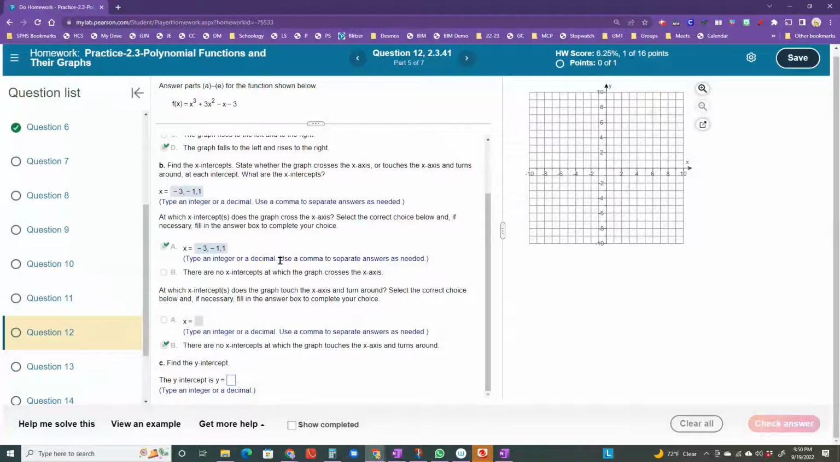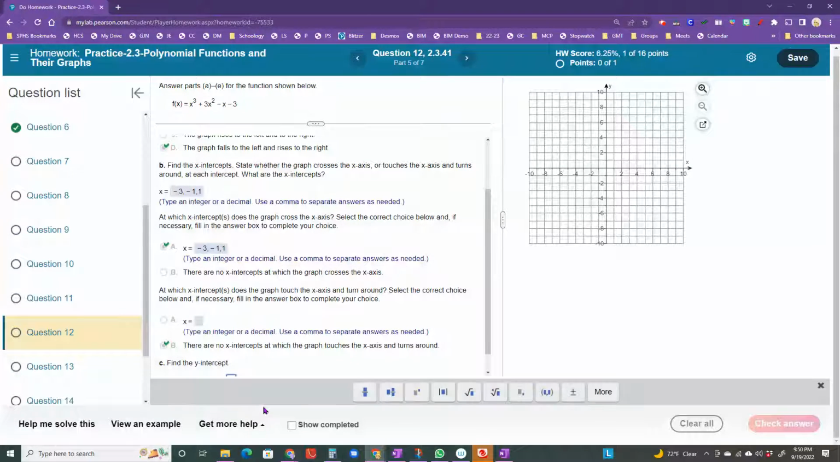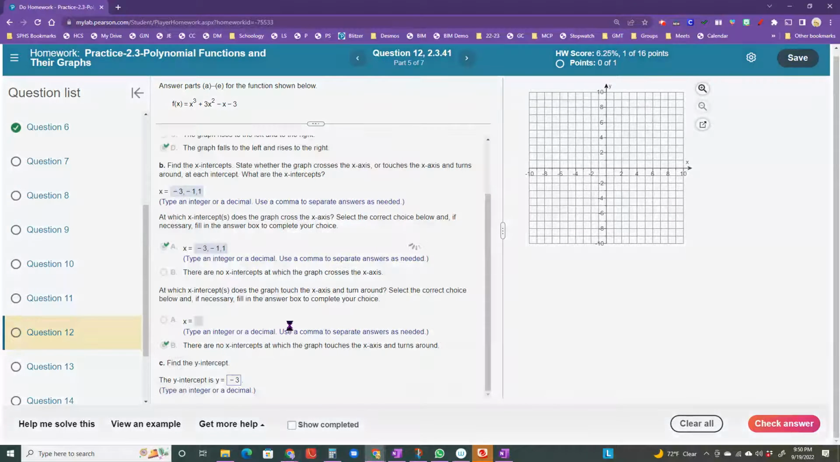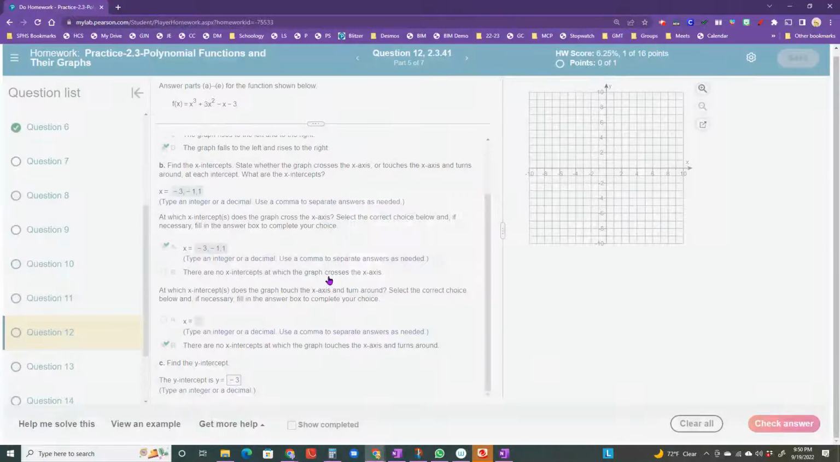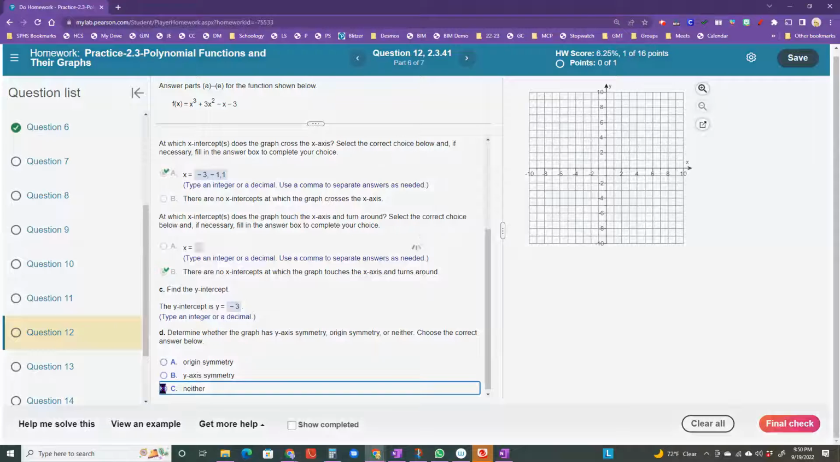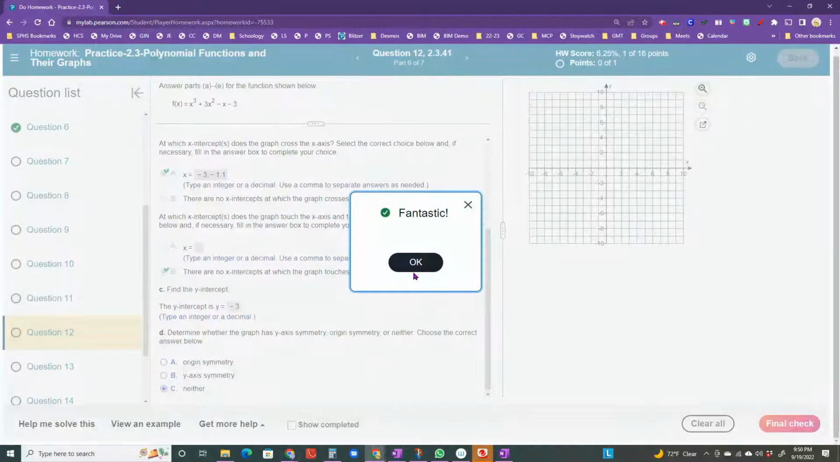All right, next I'm going to go and answer the y-intercept. Now I'm going to go put that negative 3. They just happen to be the same. Negative 3. And then part D, the symmetry. Remember, I looked at a table, and my table has when I put in a positive and a negative x, I don't get the same y value. So I'm going to say that it has neither symmetry.